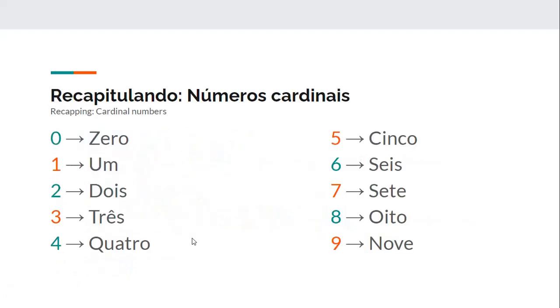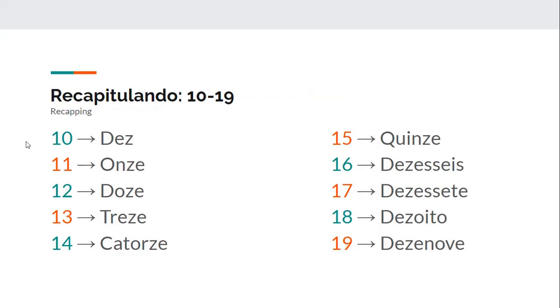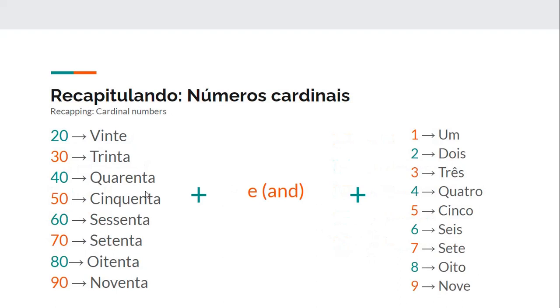Alright, so recapping some numbers, we saw 0, 1, 2, 3, 4, 5, 6, 7, 8, 9, and here we have 10, 11, 12, 13, 14, 15, 16, 17, 18, 19, 20, 30, 40, 50, 60, 70, 80, 90, and numbers between them.